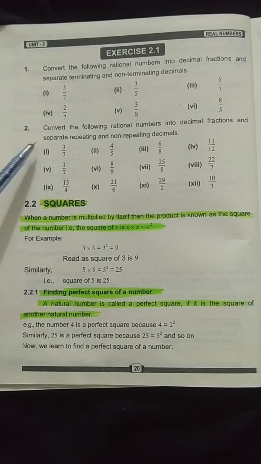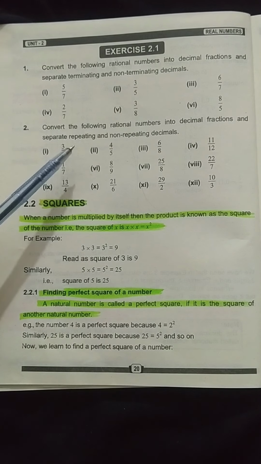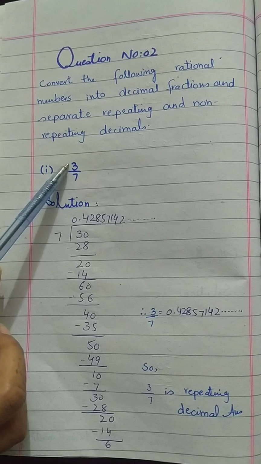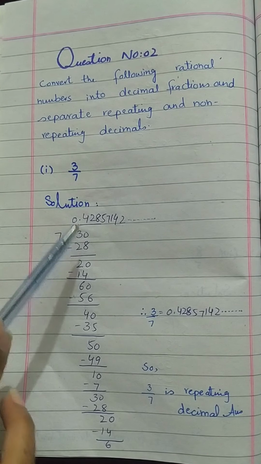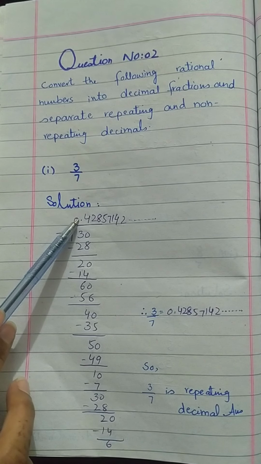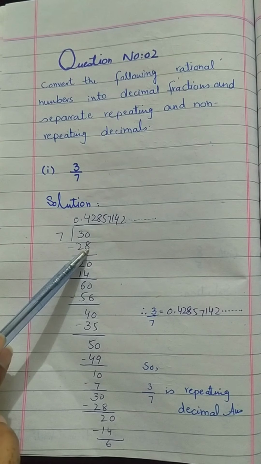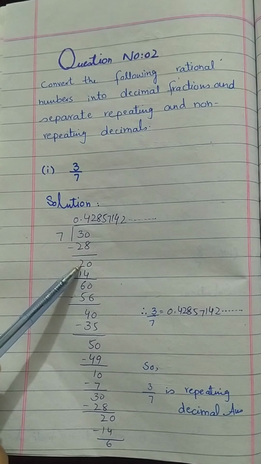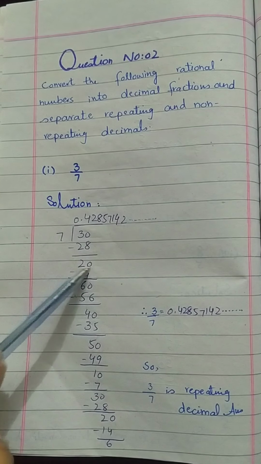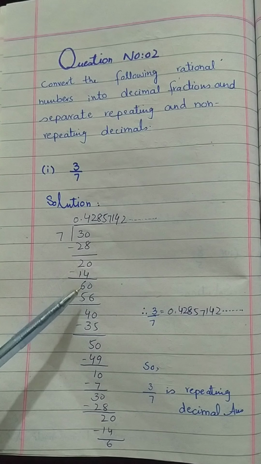Exercise 2.1, question number 2, convert the following rational numbers into decimal fractions and separate the repeating and non-repeating decimals. The first part is 3 by 7. We divide 3 by 7. So 3 is less than 7. We put 0 here for the smaller value and then a point to get 0. 7 4s are 28. We subtract 28 from 30 and get 2. 2 is smaller than 7. So we get another 0. It becomes 20. Then 7 2s are 14. We subtract 14 from 20 and get 6.